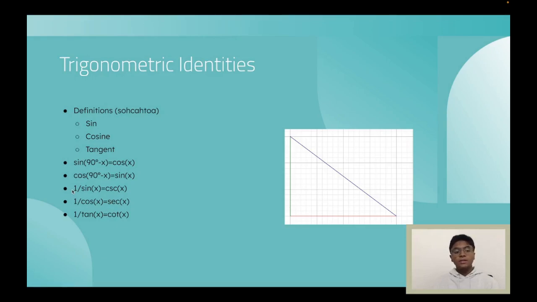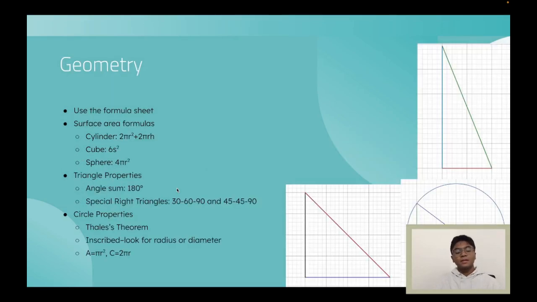Next is the reciprocal identities. So 1 over sine is cosecant, 1 over cosine is secant, and 1 over tangent is cotangent. So if you want to relate this back to the definitions, sine is opposite over hypotenuse, but cosecant is 1 over that, so it's going to be hypotenuse over opposite. Similarly, secant is going to be hypotenuse over adjacent, and cotangent is going to be adjacent over opposite.